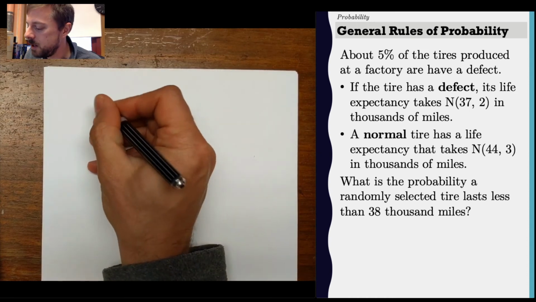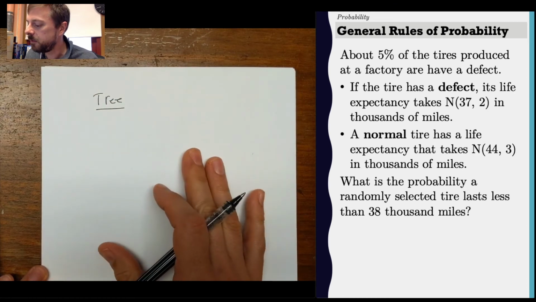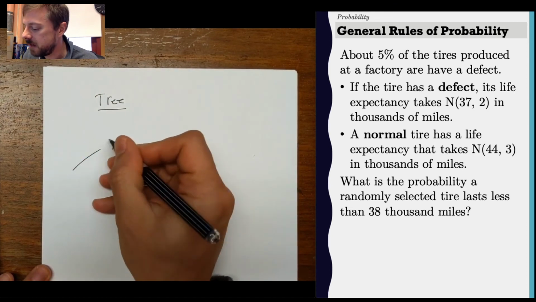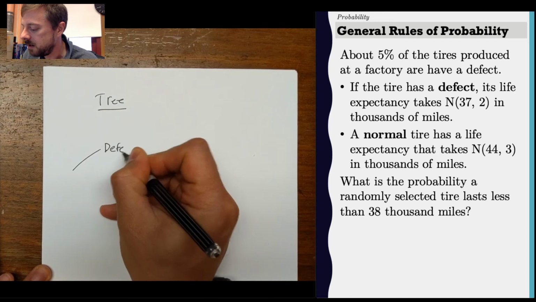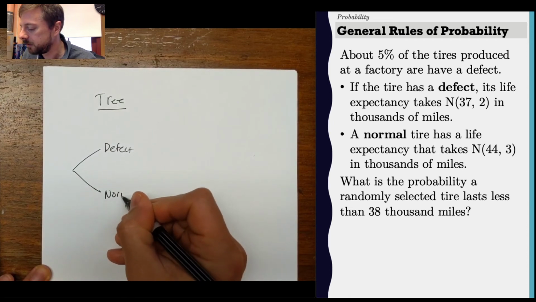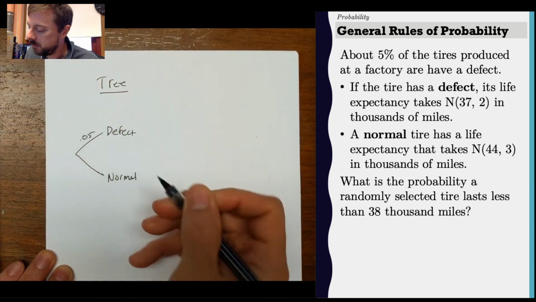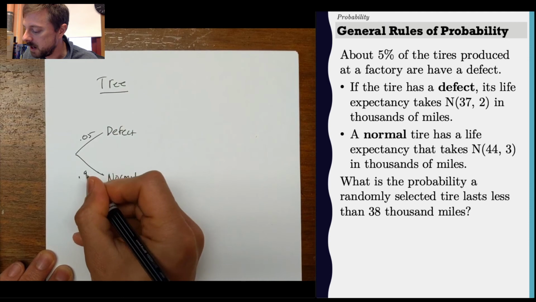I'm telling you right now, we could organize this in a tree. So let's organize this. We know, first of all, that these tires either have a defect or they don't. So let's say here's defect, and here's just a normal tire. We know the probability of a defect was 5%, so the probability of a normal tire is going to be 95%.